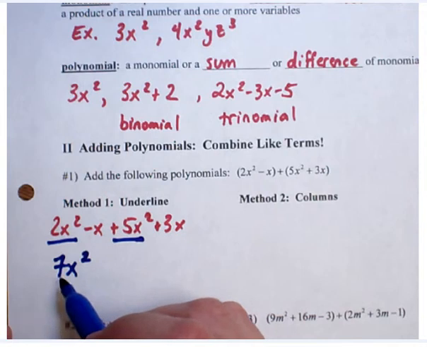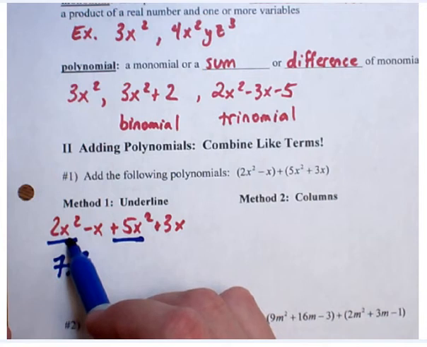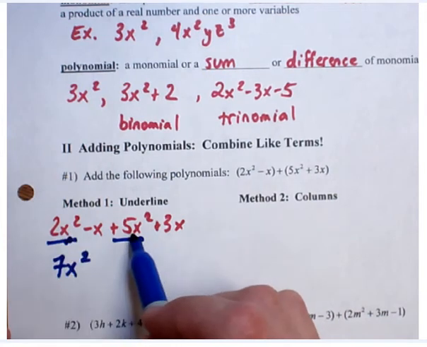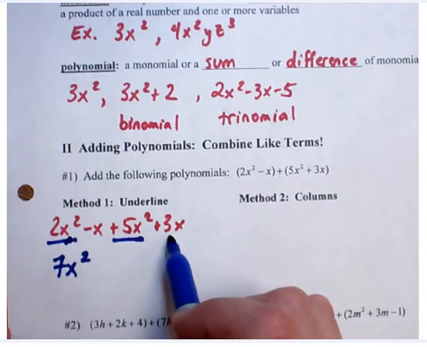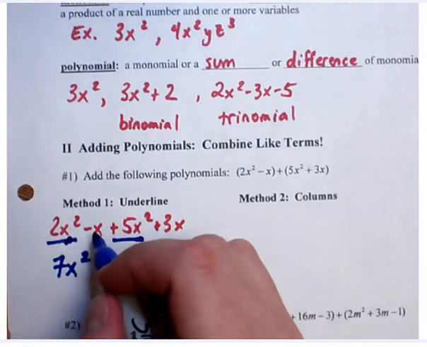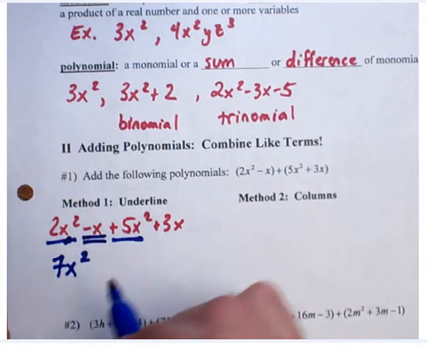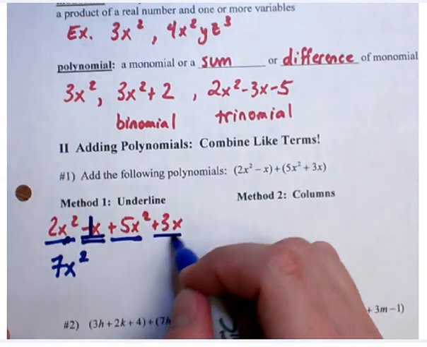But you can't combine these unless it's the same term. It has to be the same variable and the same exponent. That's an x squared, that's an x squared. I can't combine that with 3x because this is only x to the first. That's not the same kind of term. Now we do have, this is a negative x. I'm going to double underline that, and that's a negative 1x. And this is a positive 3x.